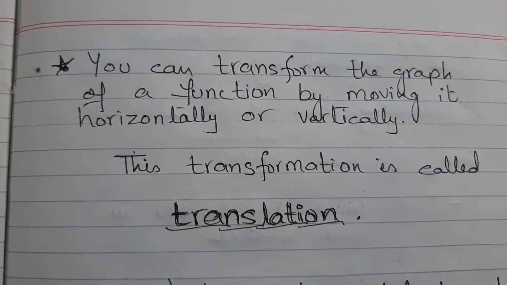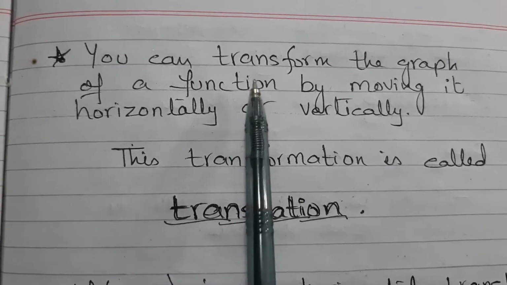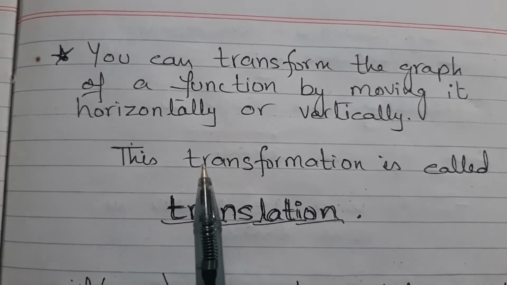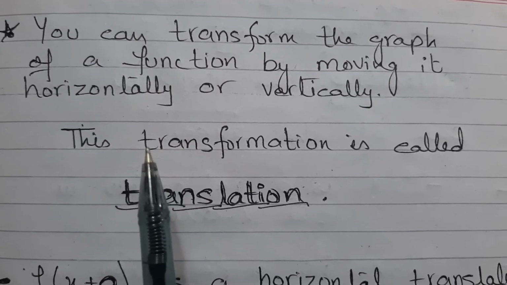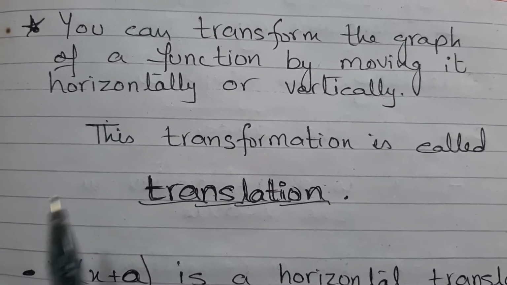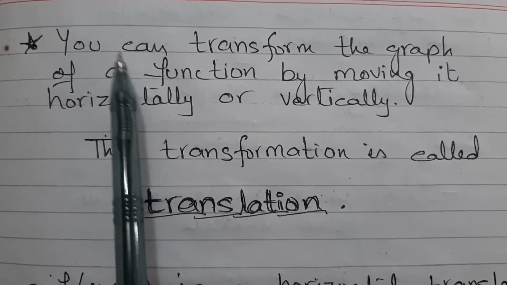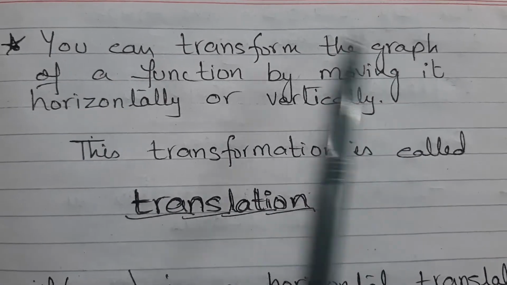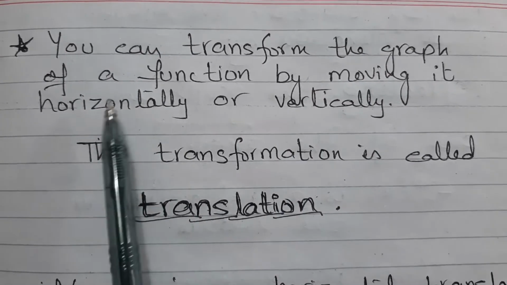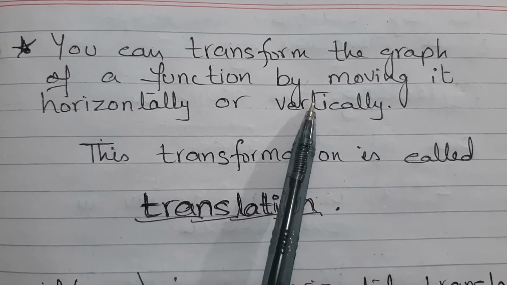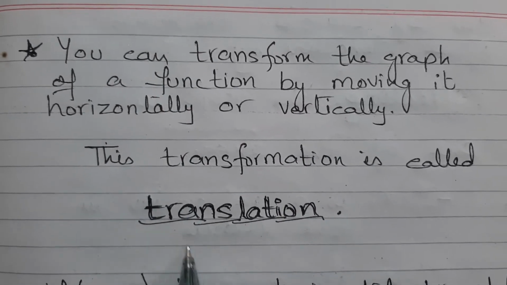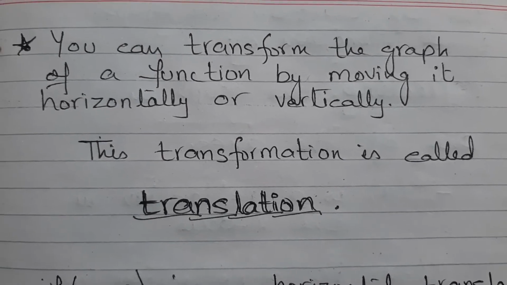I'm starting with the first one, which is translation. Out of those four forms, we will see what translation is. We know from 11 maths that translation is sliding left and right. So whatever graph is given to you, you can move it horizontally or vertically. Horizontally means like this, and vertically means like this. This transformation is called translation.